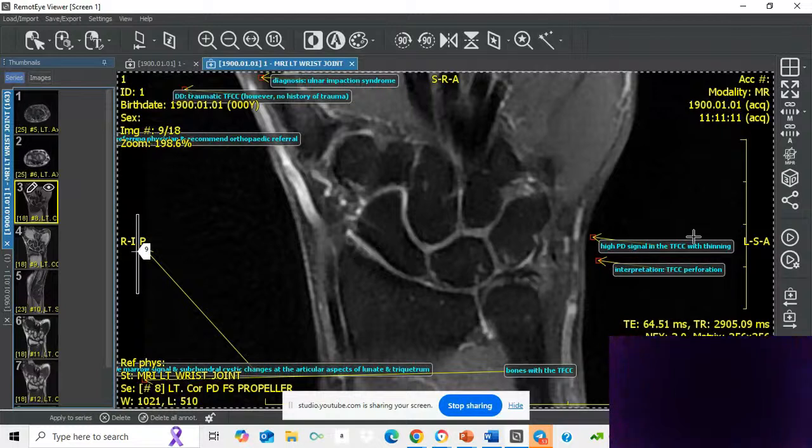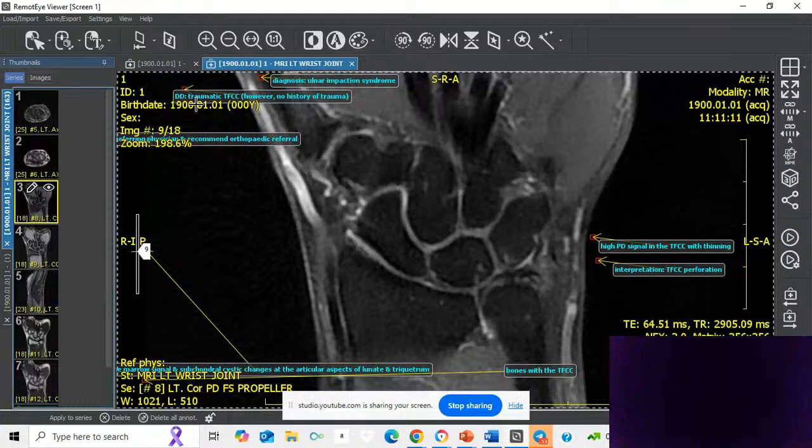So, the interpretation: positive ulnar variance, degenerative tear of the triangular fibrocartilage complex, subchondral degenerative changes, and bone marrow edema of the articular surface of the carpal bones. Diagnosis: ulnar impaction syndrome.